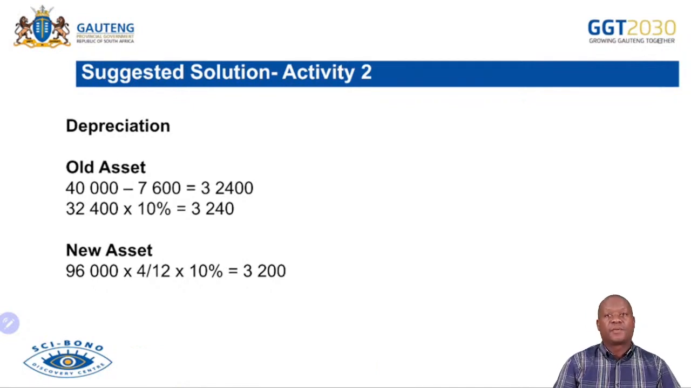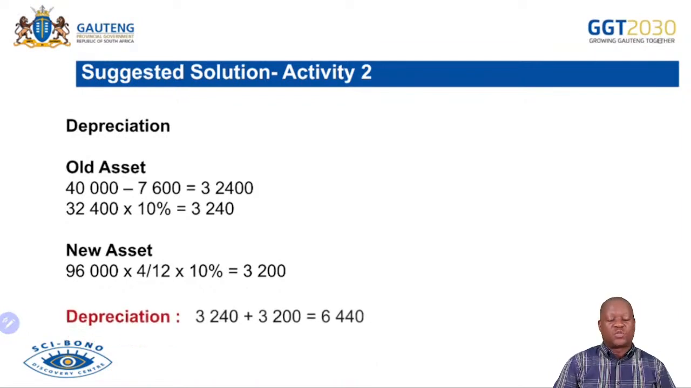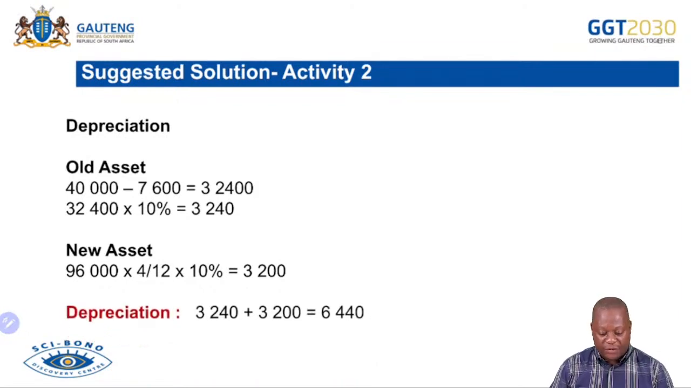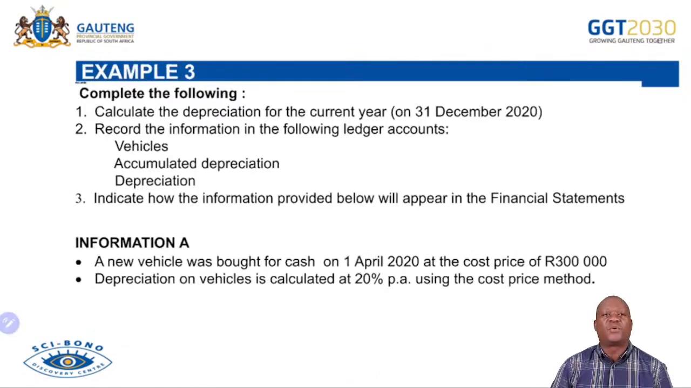3,200. After that, we just do the last part, which is combining the two figures. 3,240 plus 3,200 gives us 6,440 depreciation for the assets using the diminishing balance method. Hope you got this one correctly. Now, let's keep on going.